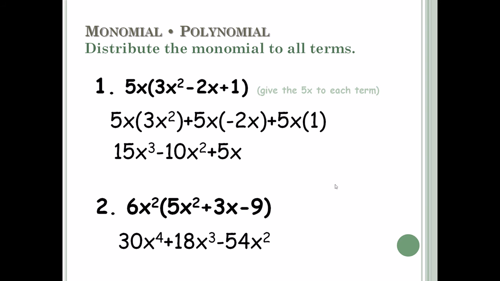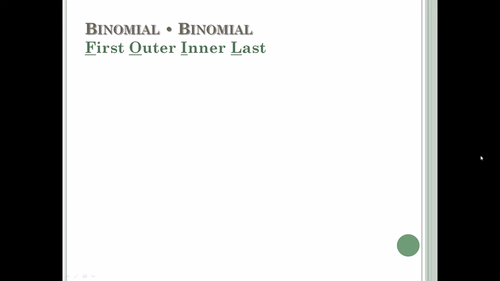Might as well start off easy, right? Because now we're going to multiply a binomial times a binomial. And a lot of students are taught in high school or whenever they take algebra the FOIL method. And the FOIL method stands for first, outer, inner, and last. And I'm going to show you what that means.